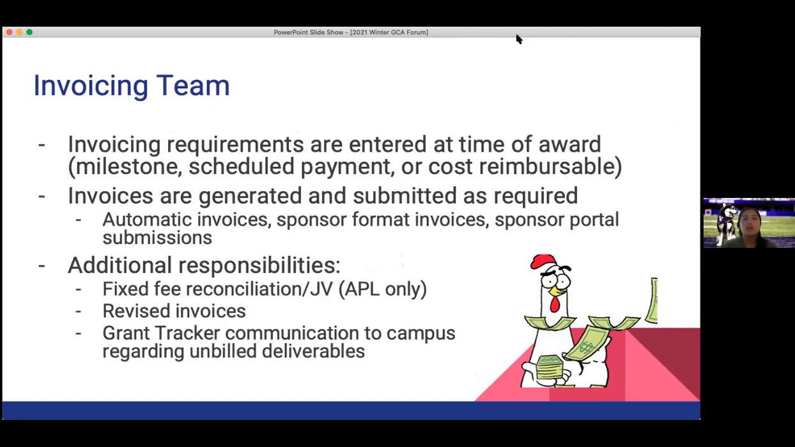Our invoicing team is responsible for sending out all of those invoices. They send out approximately 2,200 invoices each month. 25% of those are manual submissions, which could mean they have to be entered into the sponsor portal or put onto templates. Our invoicing team is also responsible for working on any revised invoices that may come back, and they send out communication for milestone budgets. So if you have any milestone budgets, they're the ones following up on those deliverables. Next slide.